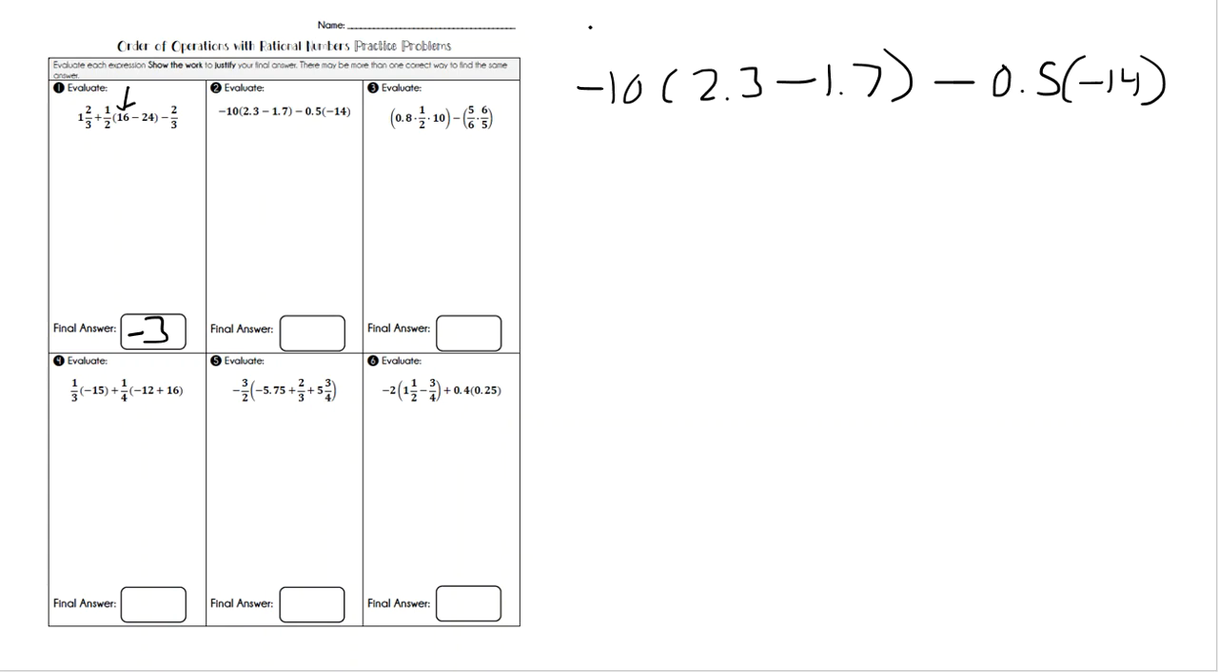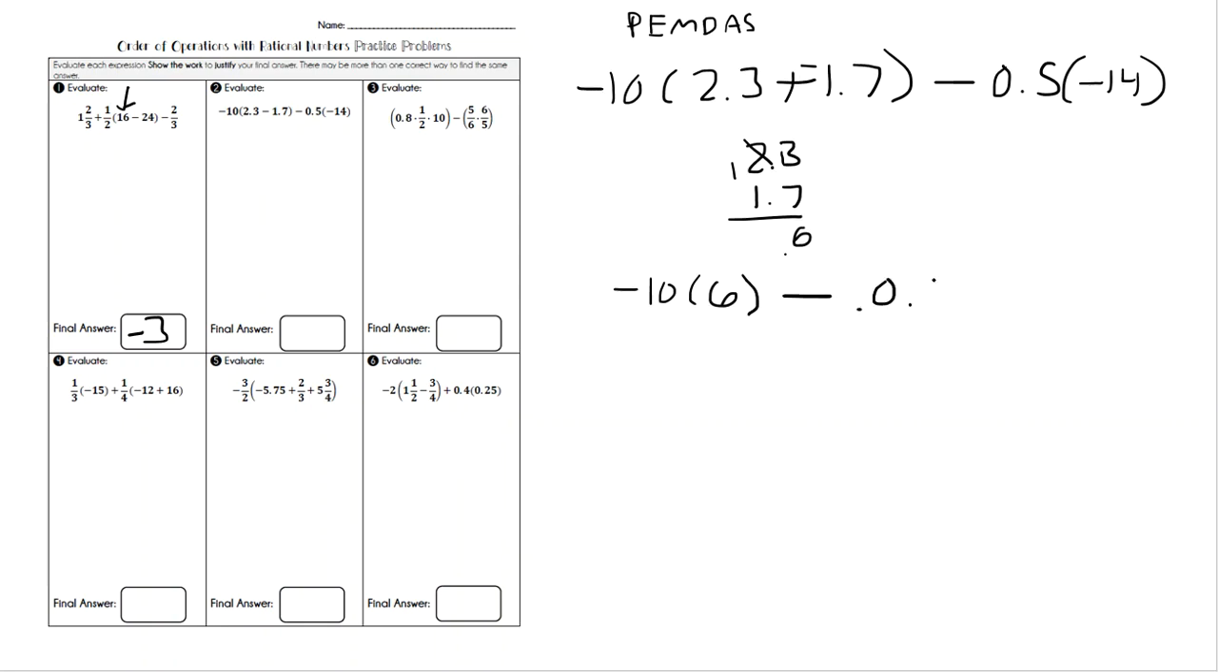Okay, so let's follow order of operations, which says parentheses first, then exponents, then multiplications, divisions, then additions, subtractions. So inside our parentheses, 2.3 subtract 1.7. Okay, we change this subtraction to addition. 2.3 plus a negative 1.7, so we're going to subtract those two, which would give us 0.6. So now we have negative 10 times 0.6, and then we have a subtract 0.5 times negative 14.